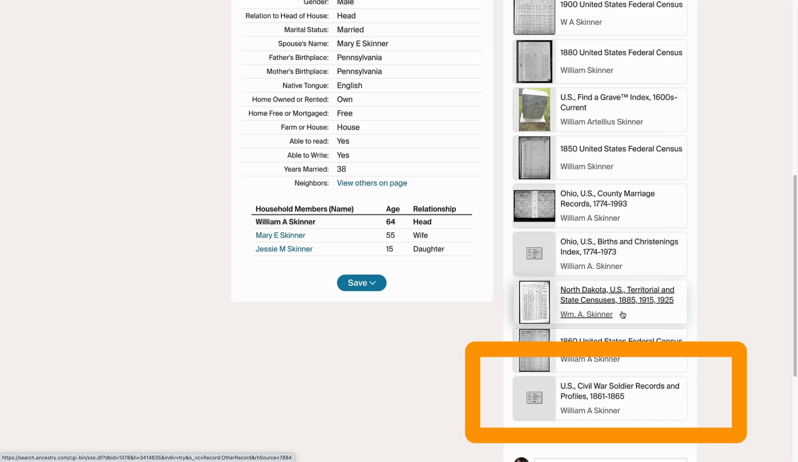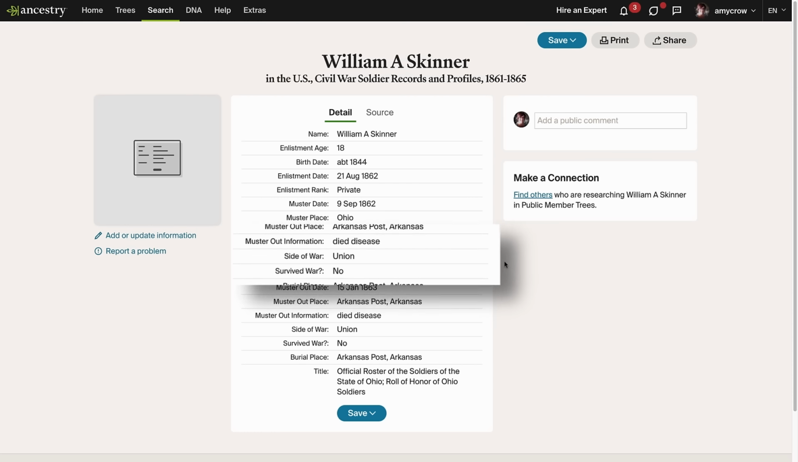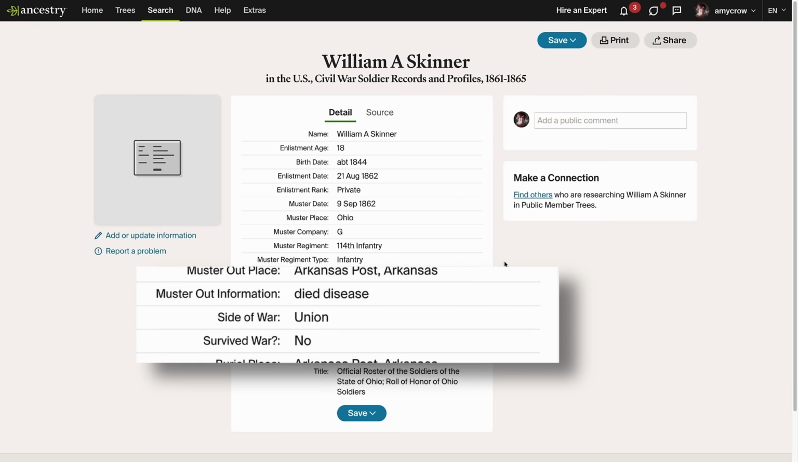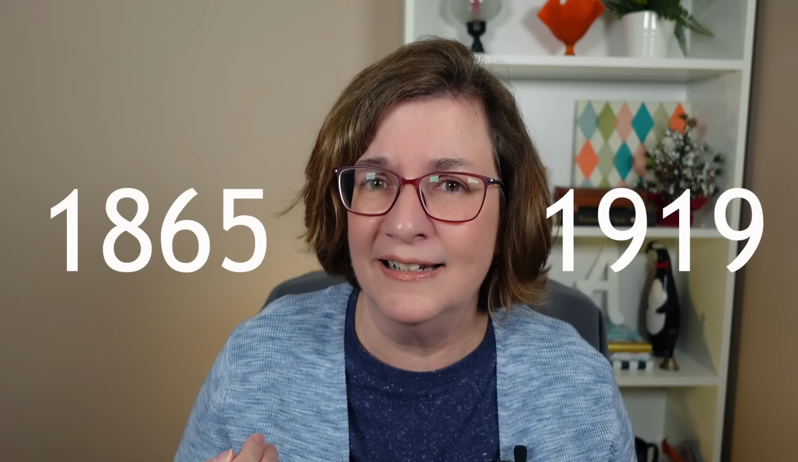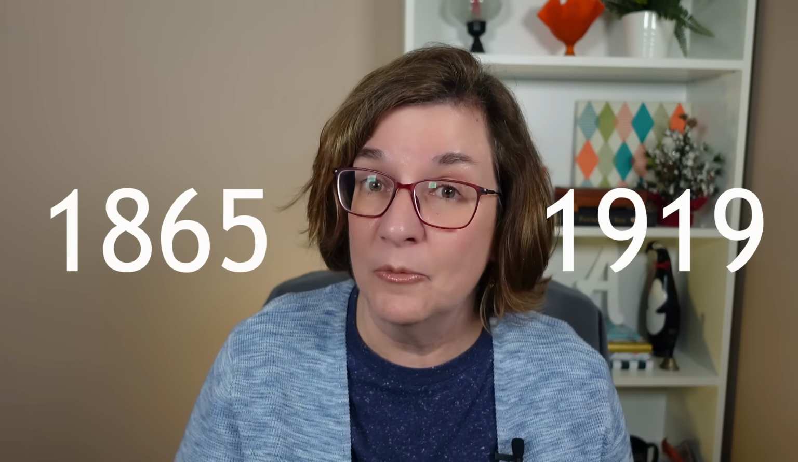So what about this Civil War profile? Sometimes you don't have enough information just from this record to tell whether or not it's the person that you're really interested in. But on this one, I do have enough information. I can see that it's listed that he died of disease and he did not survive the Civil War. Well, the Civil War ended in 1865 and my William Skinner died in 1919. So this is not the William Skinner that I'm researching.